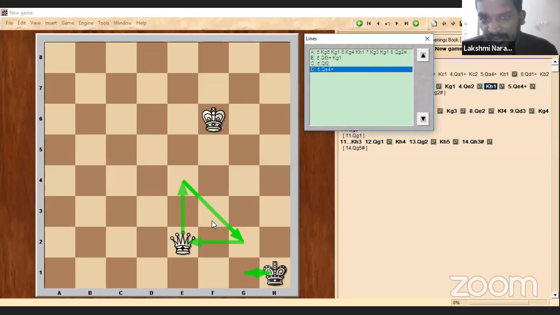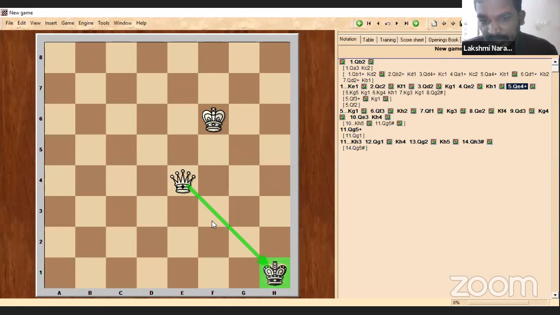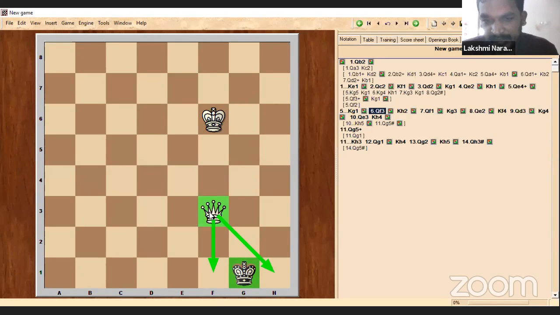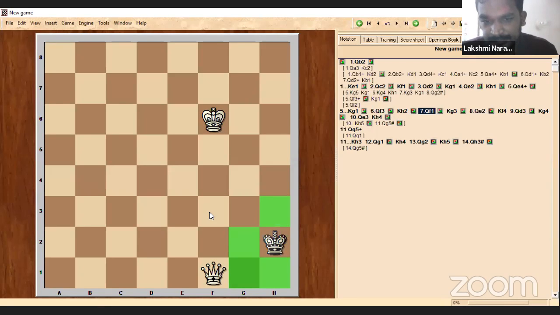So we play a waiting move, queen e4 check. So he has two options. One is king h2 and one is king g1. And if he goes king to g1, we will play queen to f3, and he's forced to play king to h2. We will take away the rank. He will play king g3. Again, we will take away the rank, queen e2. When he goes king to f4, again we will take away the rank.